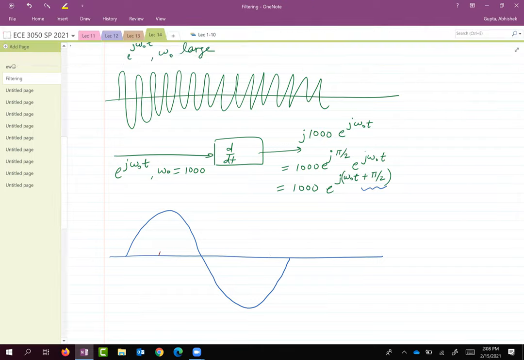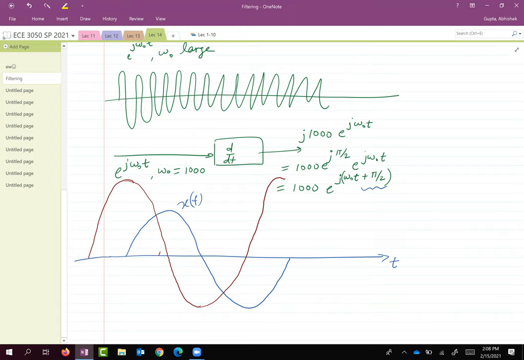I think I should extend the time axis. So this is time, this is x of t. And the output is going to look like, I'm trying to see whether it's going to go, I think it's going to go back. So it's going to look something like this. This is the output, y of t. So the output magnitude is amplified and there is a phase shift in the output signal that we observe. So this is what typically an LTI system would do. It would amplify or diminish the amplitude and it will add a phase to the output signal.